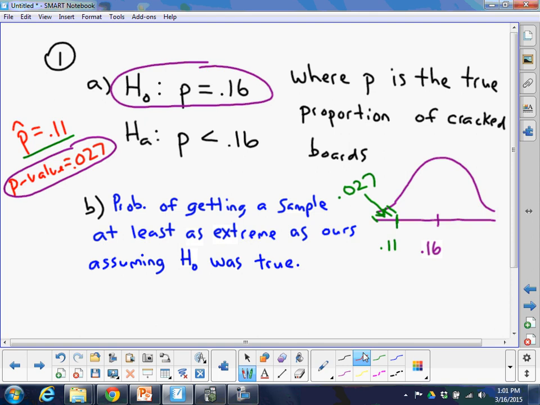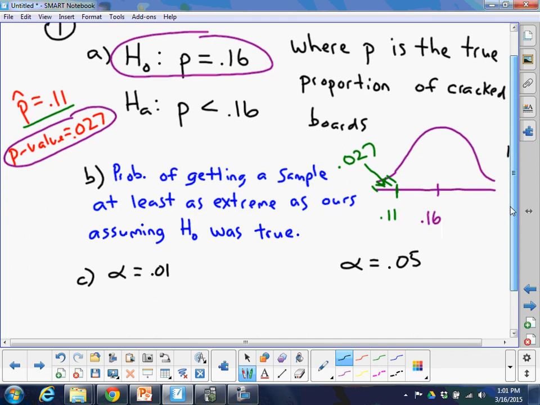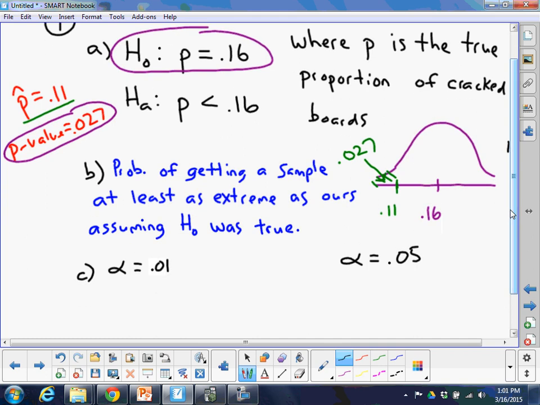Now in part C, there were two different versions. They wanted you to say what conclusion would be made at the 0.01 level, and then separately at the 0.05 level, I want to say. Depending on which quiz you had, the answers are different. The thought process again: we got something that happens about 2.7% of the time. For a significance level of 0.01, our p-value is greater than that. But in the other case, 0.05, our p-value was less than that.